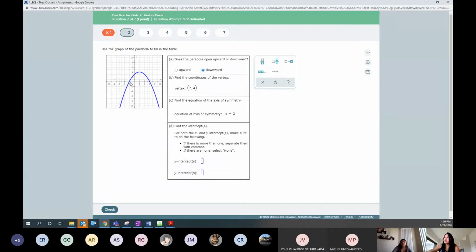All right, so looking at this graph, it crosses at -2, 0. So you're just gonna put -2. And then it also crosses on 6. So 6, 0 or just 6. Okay, so you separated them with a comma.